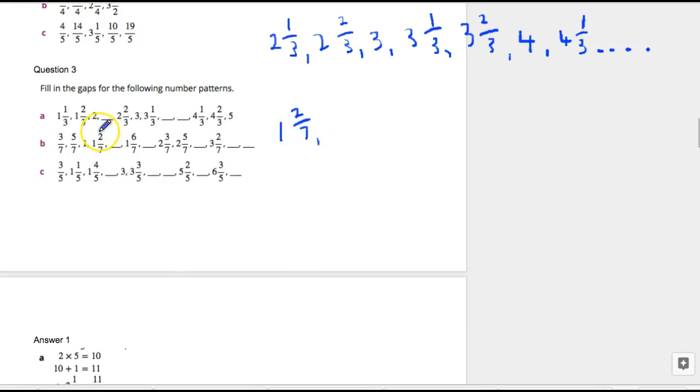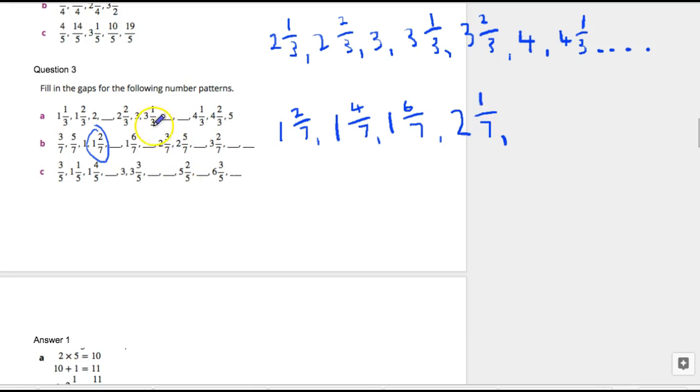Okay, so we're starting with this one here because the next one is what we need to know. Add on 2/7. So I'm going to have 1 4/7 now. Then I'm going to have 1 6/7 because I'm just adding on 2/7 at a time. If I add on 2/7 here, I'm going to go over to 2. Okay, so 1/7 is going to bring me to 2, and then I'm left with 1 more 7th, 2 1/7.